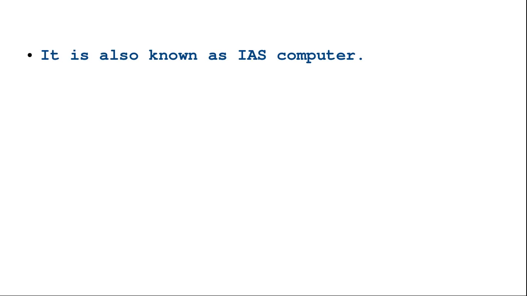Also, one point to be noted is that John von Neumann computers are also called IAS computers. In this, IAS stands for Institute of Advanced Study computer. This name is given because this computer was made at the Institute for Advanced Study, Princeton.